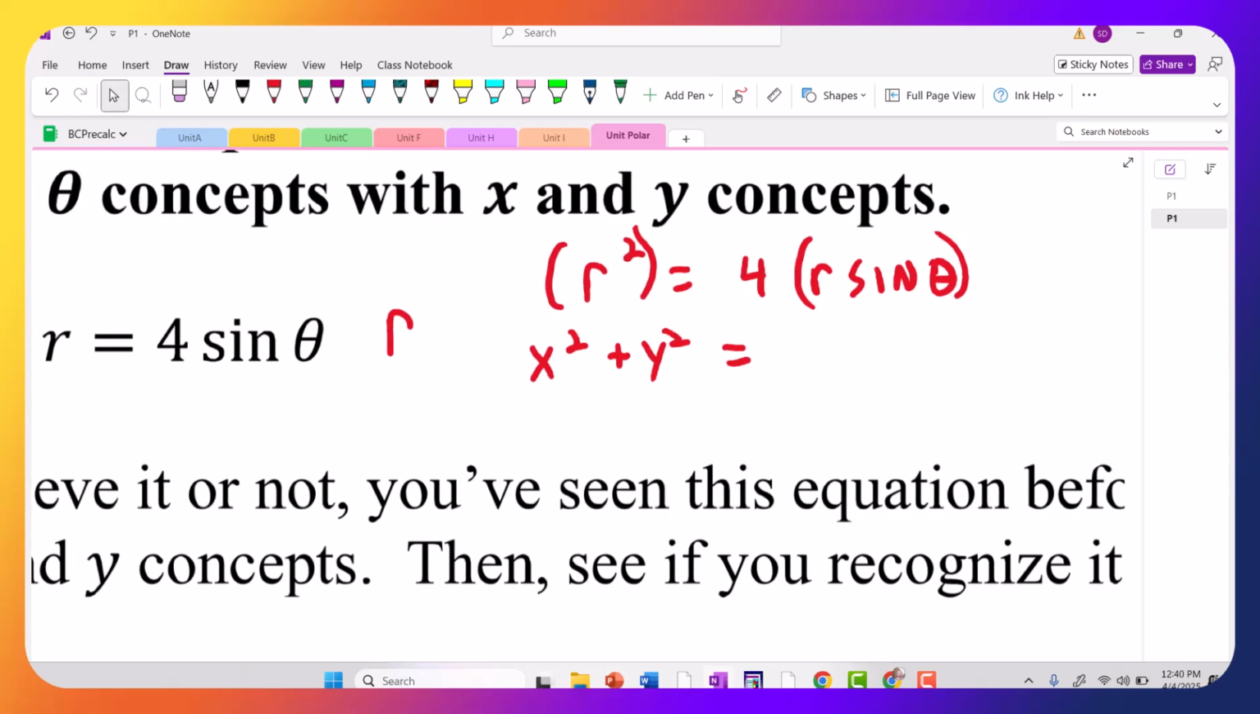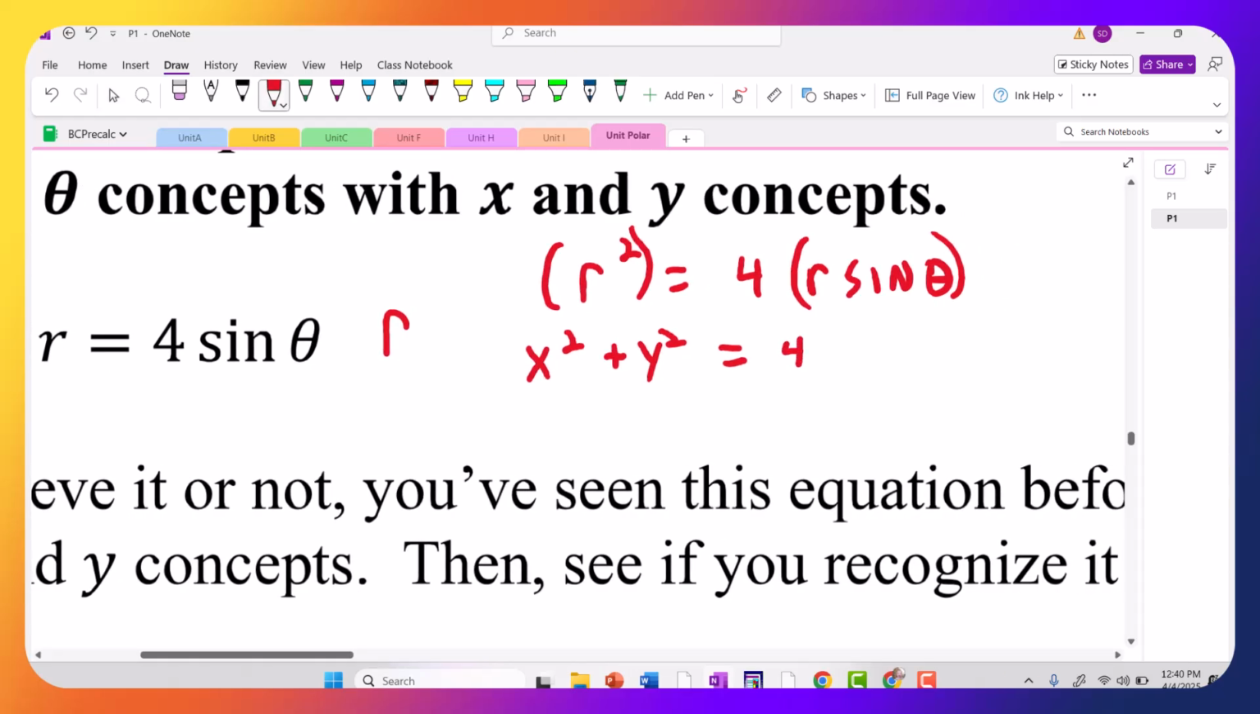What's r sine theta, everyone? Crickets. Here we go. R sine theta is what? Y. There we go.